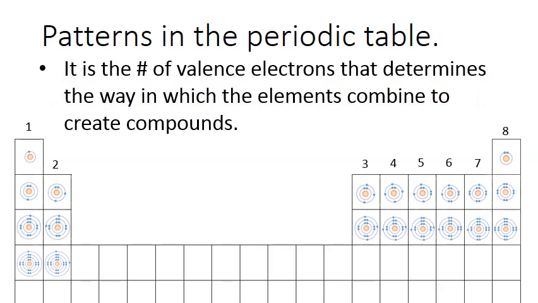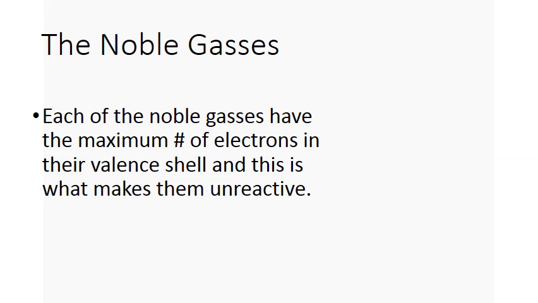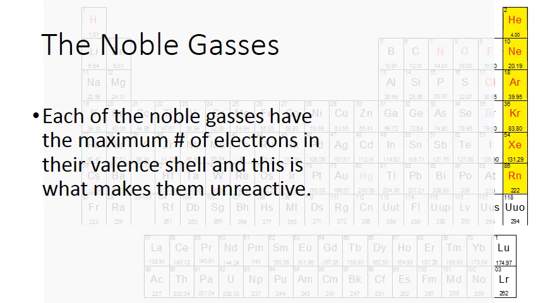Now it's important because the number of valence electrons determines the way the elements combine to create compounds. And remember that each one of the columns in the periodic table all have elements that behave very similarly chemically. And those two things are linked. So the reason why they behave similarly in a chemical reaction is because they have the same number of valence electrons. Now if we take a look at the noble gases on the far right of the table, each of these noble gases has the maximum number of electrons in their valence shell.